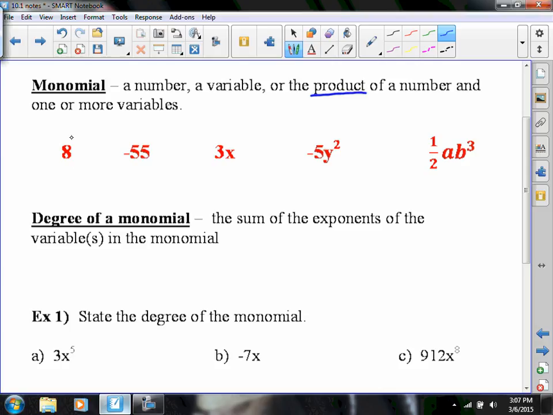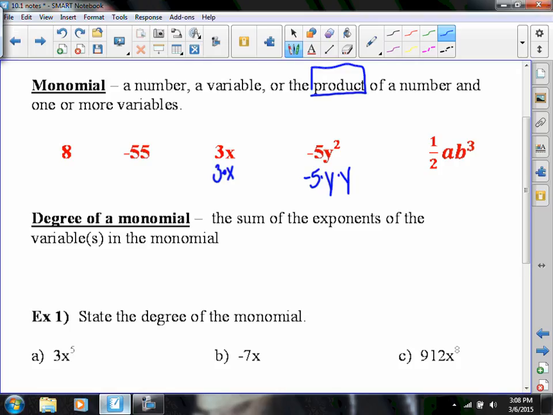That's just one term, one monomial, or negative 55. Here we have 3 times x, but it's a number times a variable. So anytime there's a multiplication or a product, that's considered a monomial or a term. It's not being added or subtracted to anything else, so it's by itself. Then we have the negative 5y squared. Remember, this would be negative 5 times y times y.